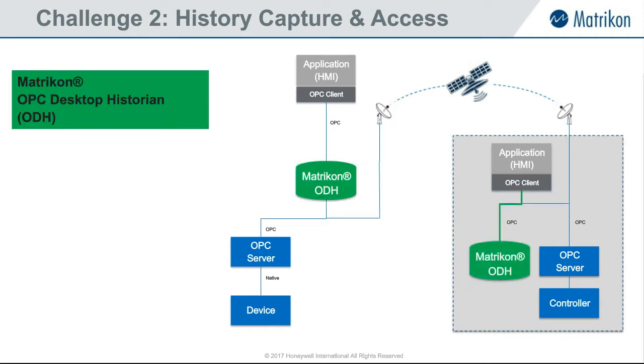So in this case, what I would bring up then is that the fact that Matrikon offers something called the OPC Desktop Historian, or we just call it ODH for short. And this is basically what we call a field historian. So it captures data very quickly. It does not compress the data. So basically, it's not doing a lot of processing on it, and therefore, you just capture the data as it comes. It's purely OPC based, so it acquires data through OPC, and it also exposes data through OPC.